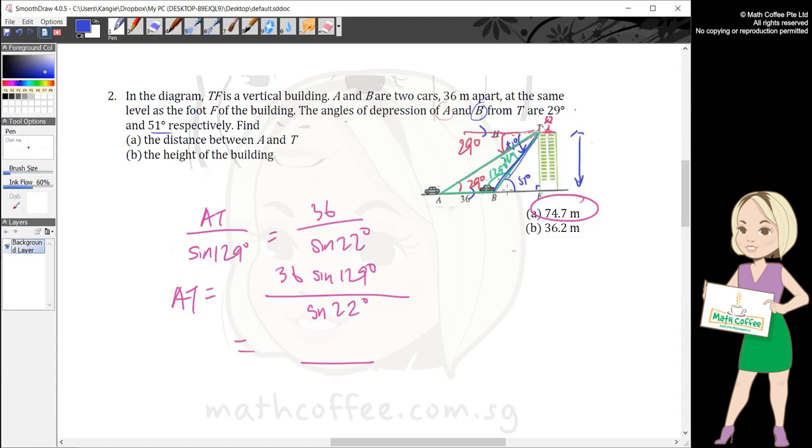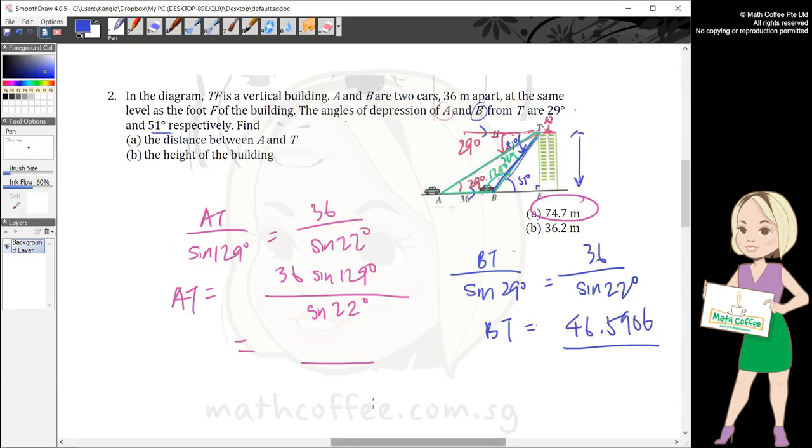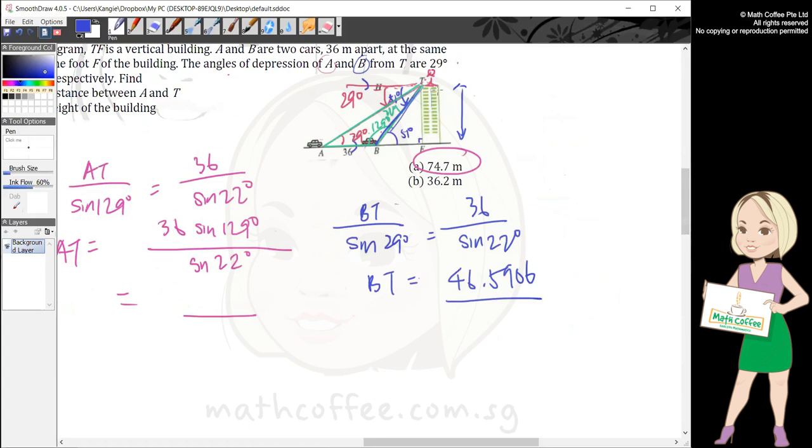So this time round, I will say BT over sine 29 degrees, the angle opposite this length, equals 36 over sine 22 degrees, and then you get your BT. Once you have your BT, I need the information. So it's 36 times sine 29 divided by sine 22, and I get 46.5906.